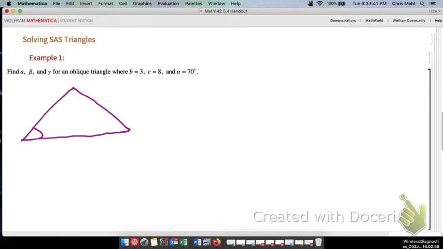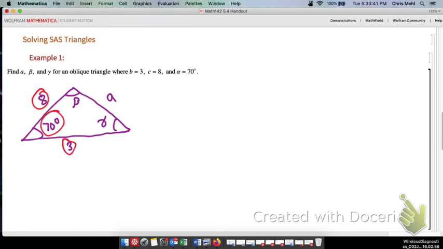So alpha is 70, that's the angle in the bottom left. The opposite side from alpha is A. We don't know beta, and we don't know gamma. And we know the side opposite gamma, C, is 8 units in length, and the side opposite beta is 3 units in length. Now, what I want you to notice is the situation that we have. This is a side angle side triangle. So I know 2 sides, and I know the angle between them.